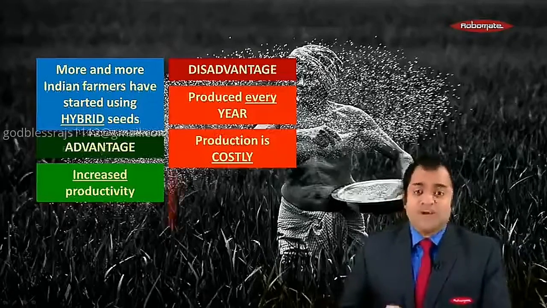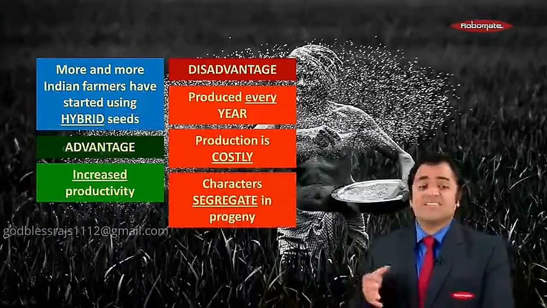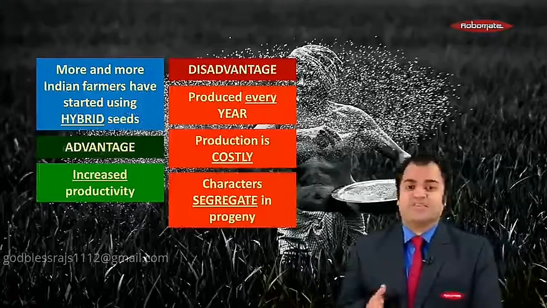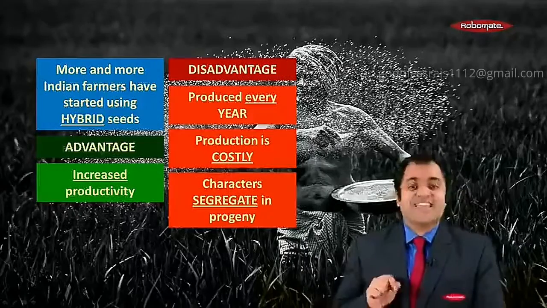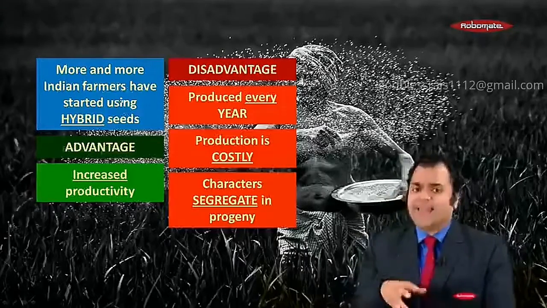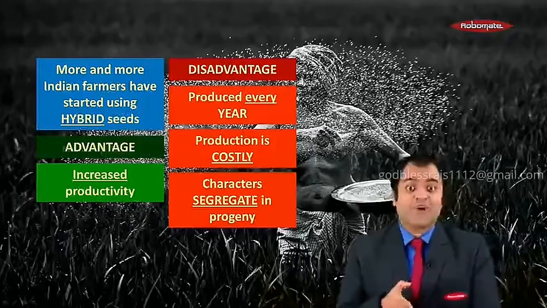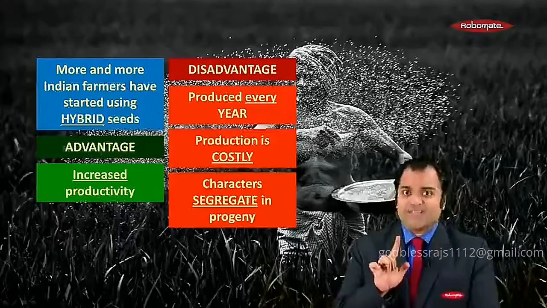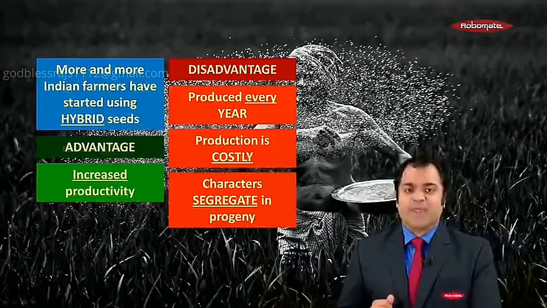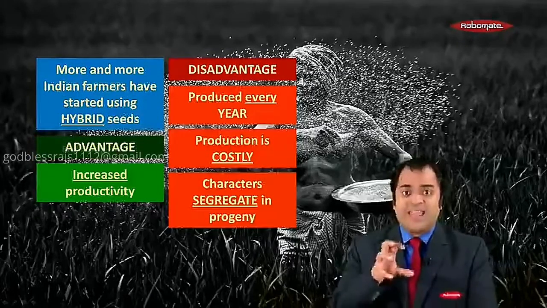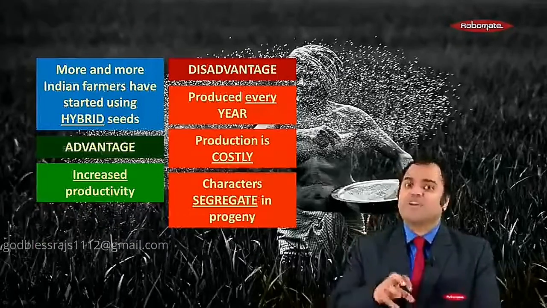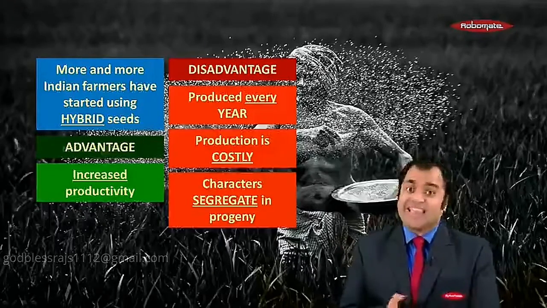Very important, you must know that the characters segregate in the progeny. Think about it. From your genetics, you know that if hybrids are used, then characters can get segregated in the progeny. Remember the law of segregation? You very well do. So that is also a disadvantage because you will not be able to maintain the same parent and the same progeny, because the characters might segregate.